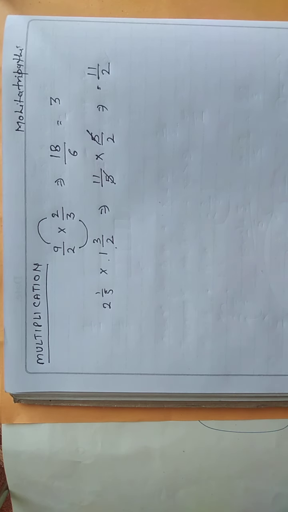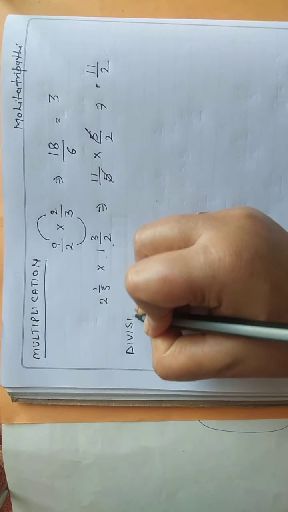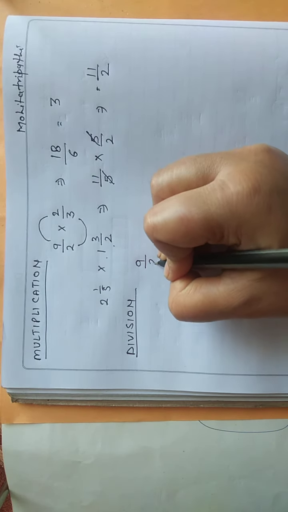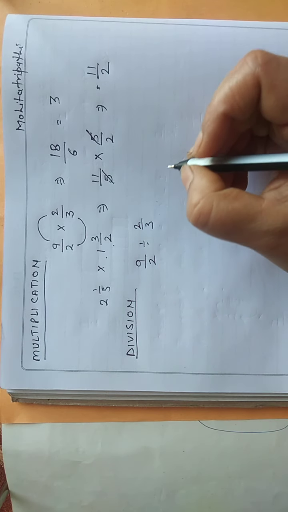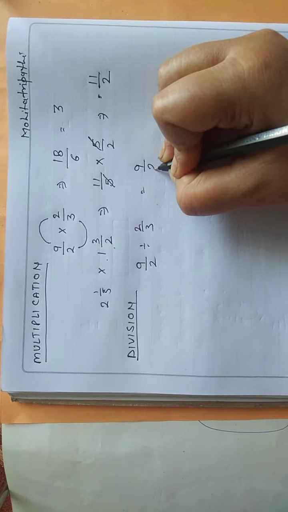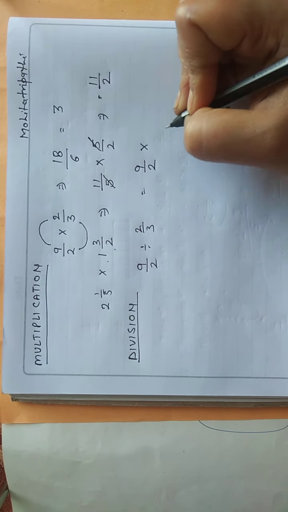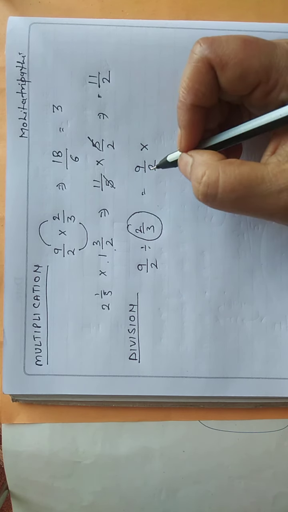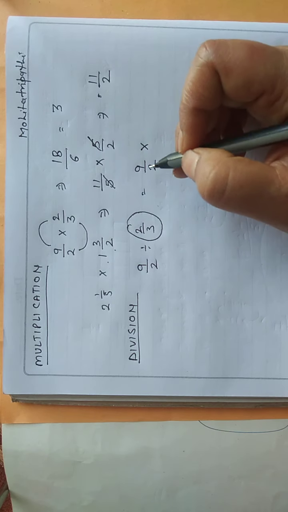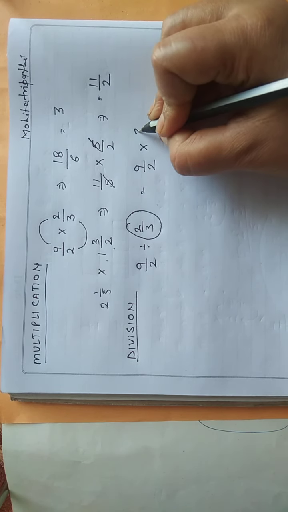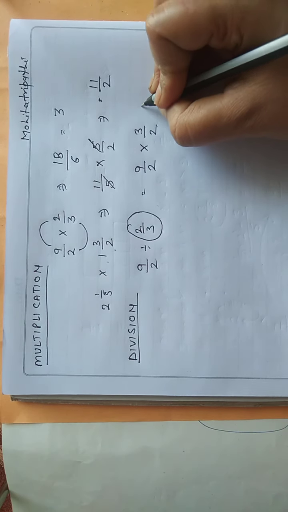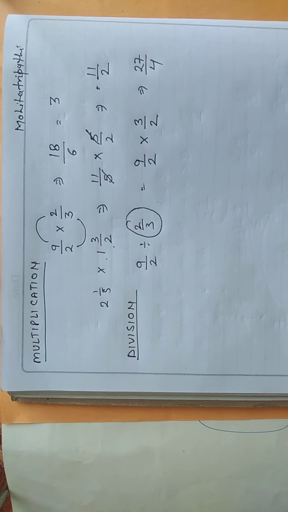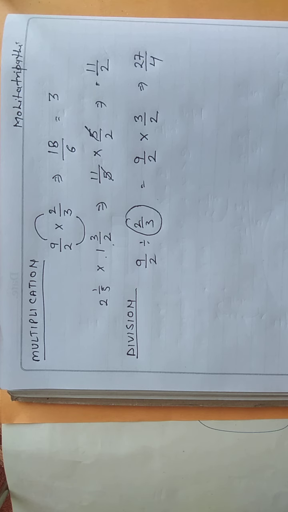Now our next topic is division. So how will you divide? Just see the same thing. We have 9 upon 2 divided by 2 upon 3. So for division what will you do? The first term will be as it is. Instead of division put the multiplication sign and we have to reverse. We have to take the reciprocal of the second term. What does it mean? The numerator becomes the denominator and the denominator becomes the numerator. It will be 3 upon 2. So what answer are we getting? 27 upon 4. So in case of division, take the reciprocal of the second term and then multiply.